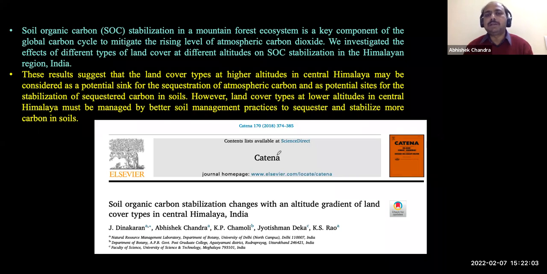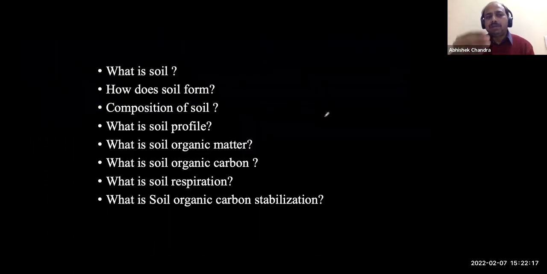However, the land cover type in the lower altitude of the central Himalayas may be managed by better soil management practices, sequestering and stabilizing more carbon stock. Before going into this, we need to understand what soil is, how soil is formed, the composition of soil, what the soil profile is, what organic matter and organic carbon are, and how they are related to soil respiration, and what soil organic carbon sequestration and stabilization are.